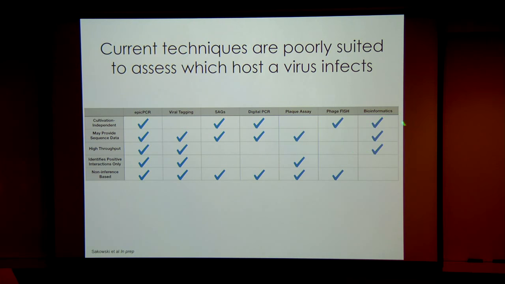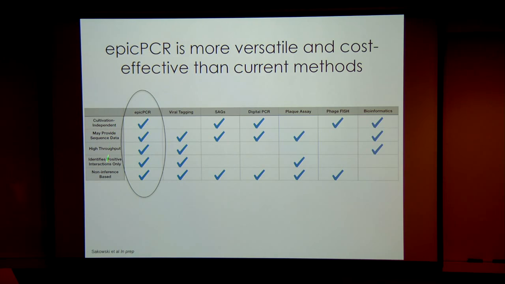And bioinformatics approaches and single-cell genomics approaches can get around this cultivation problem, but you have issues with being low throughput or inferring information from this data, so that we aren't making the specific connections. And so I'm proposing a really cost-effective and high-throughput method, which I think hits all the boxes and does better than any of the other methods out there.